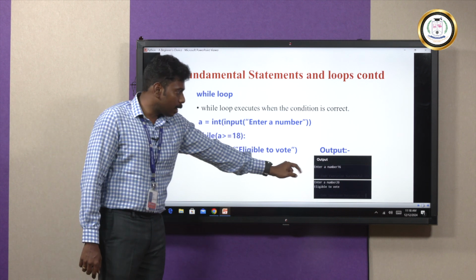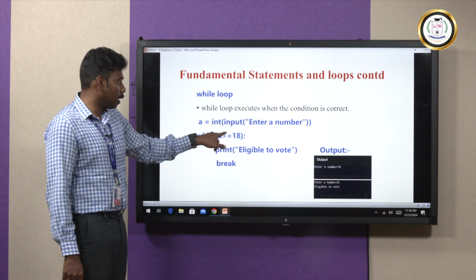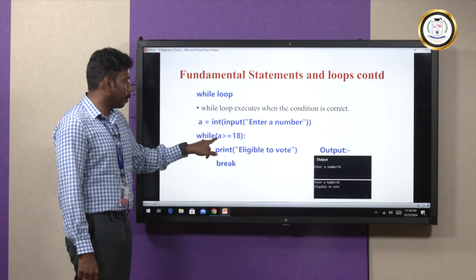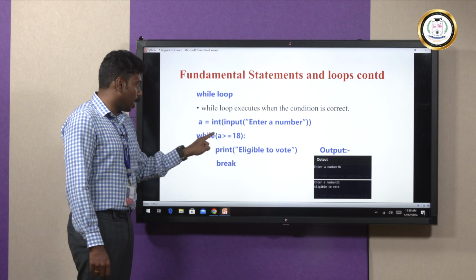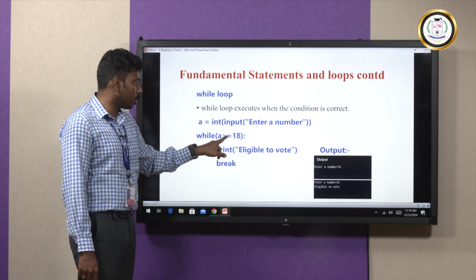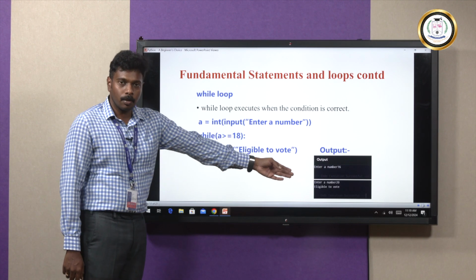You can see that in the first scenario I am checking with the number which is less than 18. So 16, when I am giving as the input, 16 is greater than or equal to 18, condition is false, so no output is being given. And the second time when I run it, I am giving the a value as 20, so 20 is greater than or equal to 18, so it is eligible to vote.